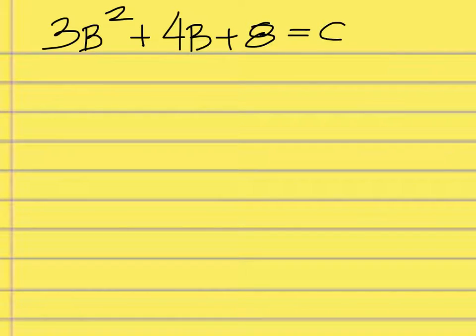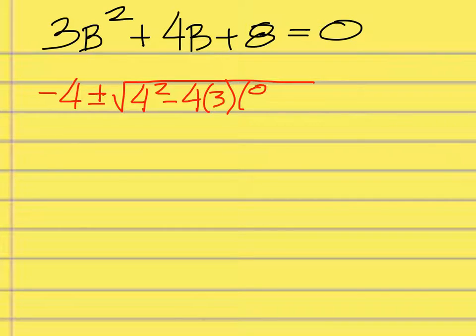Alright, so we have 3b squared plus 4b plus 8 equals 0. It's already in the proper form, so we just have to put it into the formula. That would be negative b plus or minus the square root of 4 squared minus 4 times 3 times 8. And then that is over top of 2 times 3.